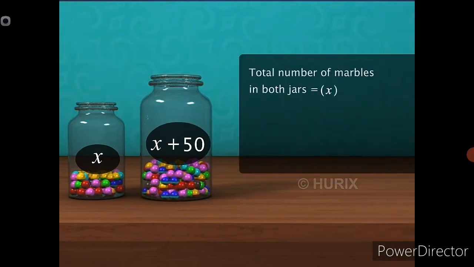Now, let's form an expression to represent the sum of marbles in both jars. Well, there's no definite value for the variable x. It could be 10, 25, 45, or even 100.